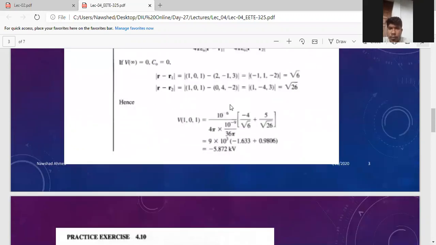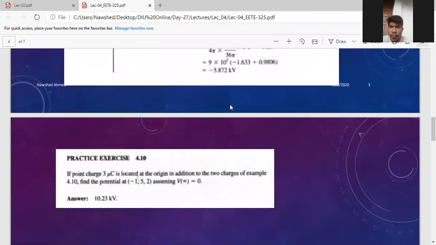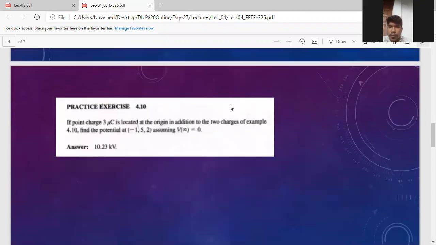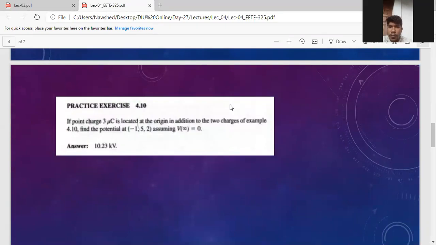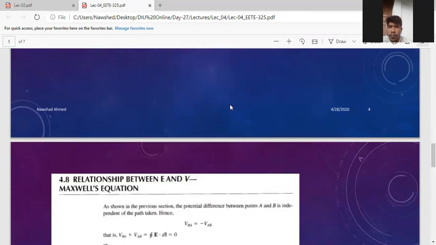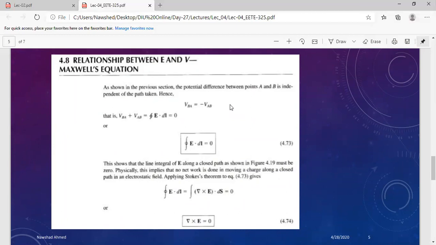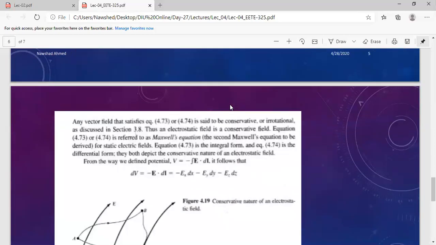After that, there was a practice problem. You have solved this. I think 10.3 kilovolt was the answer, and most of you already solved this. This is related to electric potential, or electric voltage. After that, we derived our first Maxwell equation, which is del cross E equals 0. This is very easy. You can maybe watch my video for lecture number 4. It is described there.